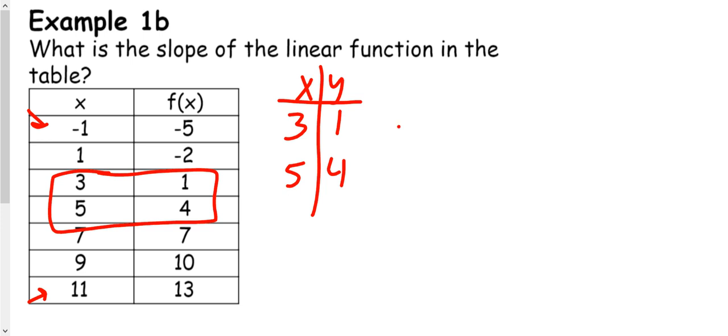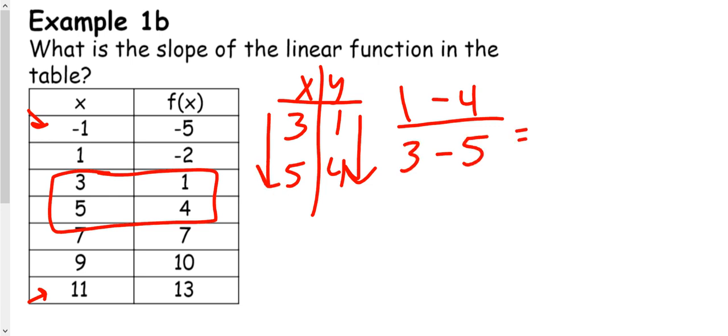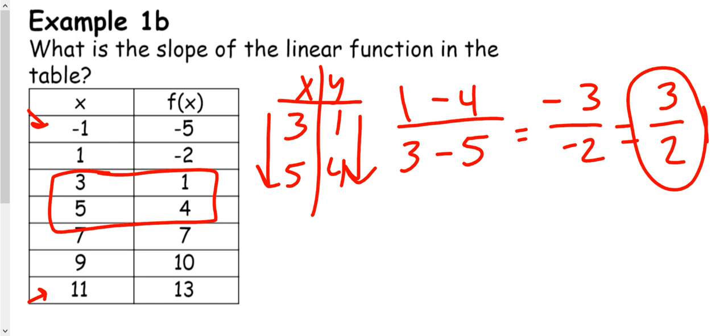So, back to our rate of change. I set up my fraction. I'm going to subtract down, so I have 1 minus 4, and then I subtract down again. I have 3 minus 5. This becomes a negative 3 over negative 2. I have to reduce it. Negative over negative becomes a positive 3 over 2. And that's it.